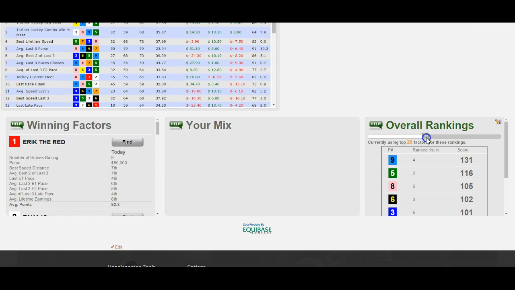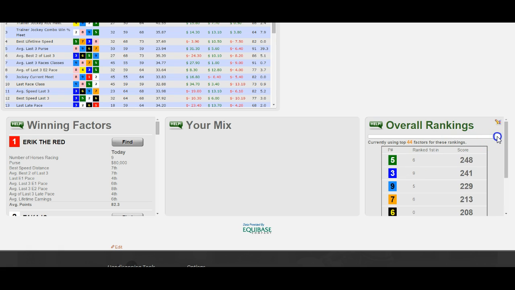Something that a lot of people think is the case, and it's certainly not true, is that the overall rankings are Betmix's picks for the race, and that's not true at all. This is a tool within Betmix. When you open up the race and you see that it's the top 45 by default, this is certainly not our pick. This is not who we are saying is going to win the race. This is just a tool, just a way for you to look at the race.